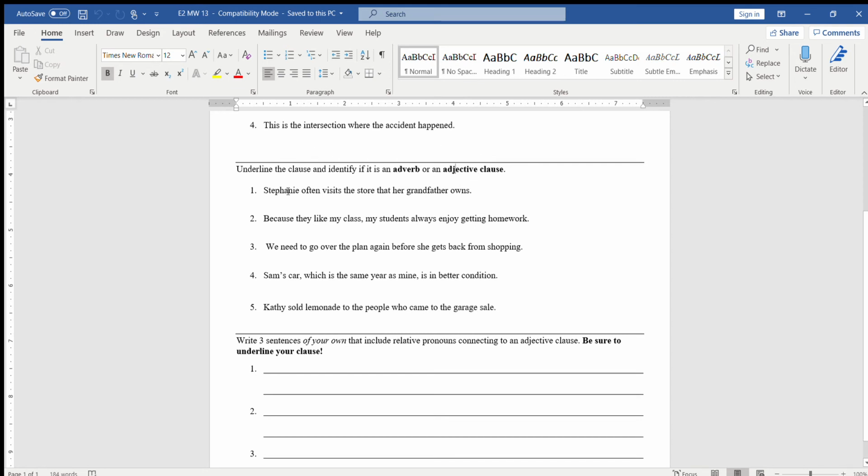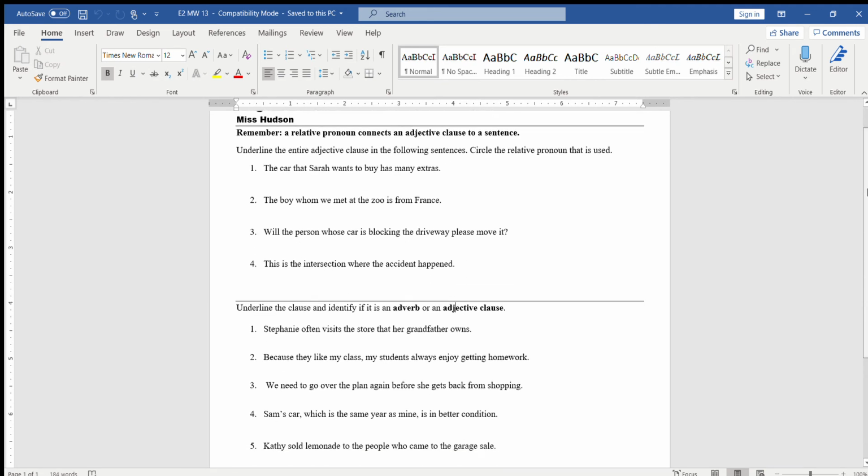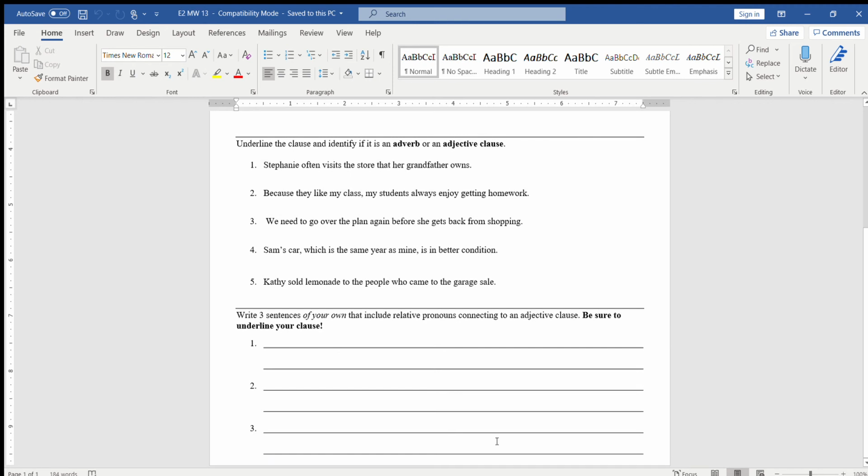So Stephanie often visits the store that her grandfather owns. You're going to be looking for one of those key signal words in there. Underline the whole clause and tell me if it's an adjective or an adverb. I won't do that section with you guys because it's pretty much just a review of the first one and the previous midweeks. Down here, though, you are going to write 3 sentences of your own that include adjective clauses, and you need to underline your clause.